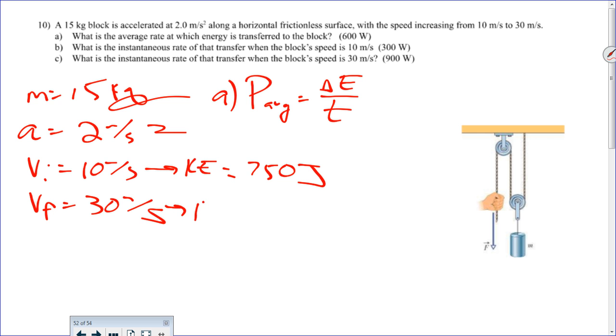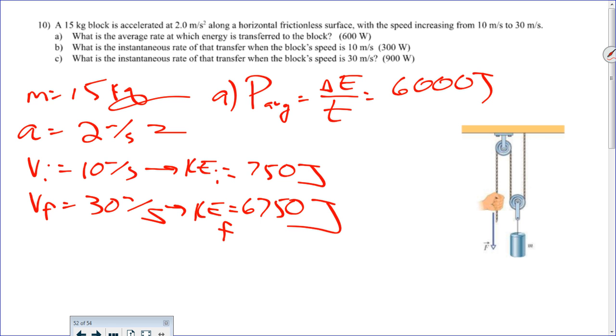And down here, the kinetic energy is going to be 9 times as big. So what's 9 times 750? 6750, is that right? Yep. All right. Any problems with what I just did there? No. All right, so now I know my change in energy is 6,000 joules, because that's the difference between these two guys.